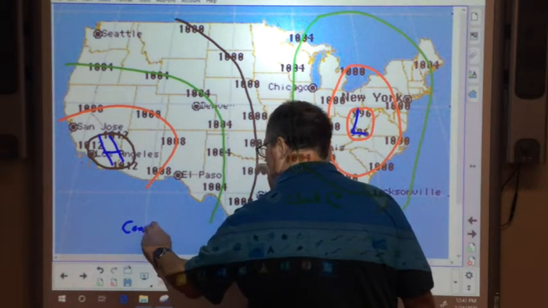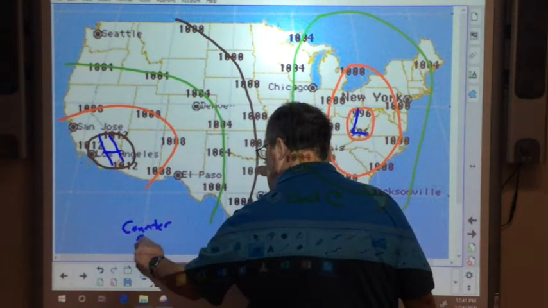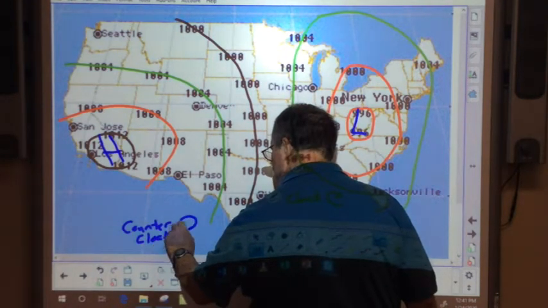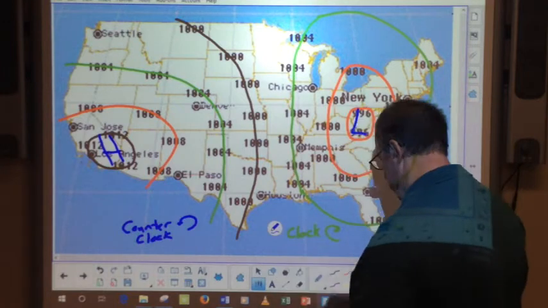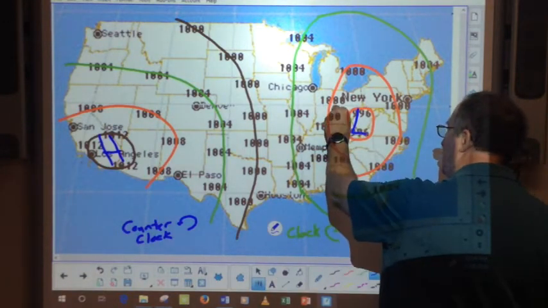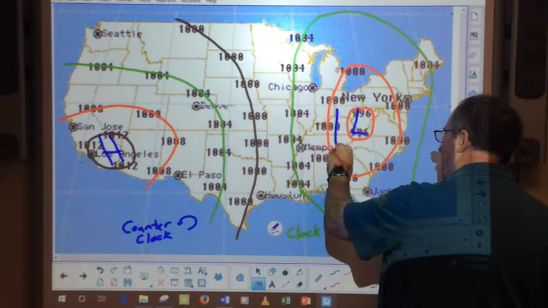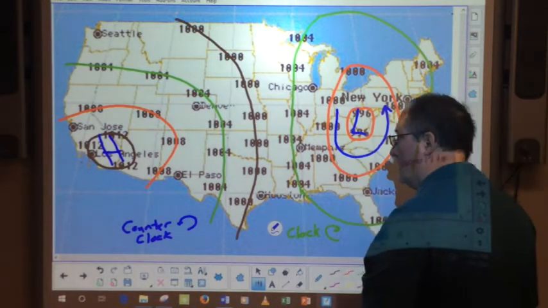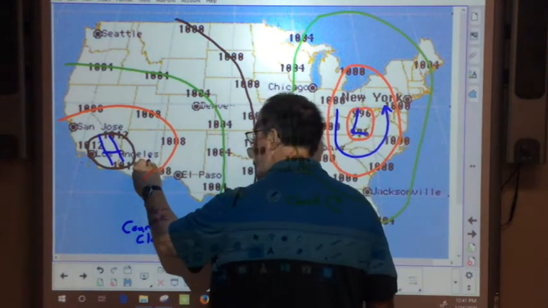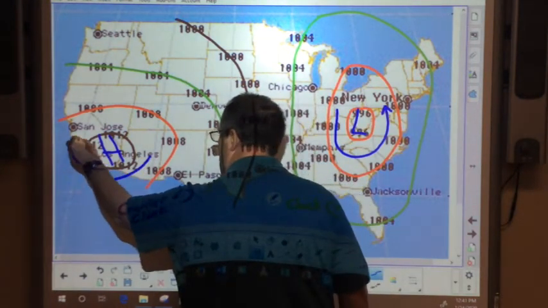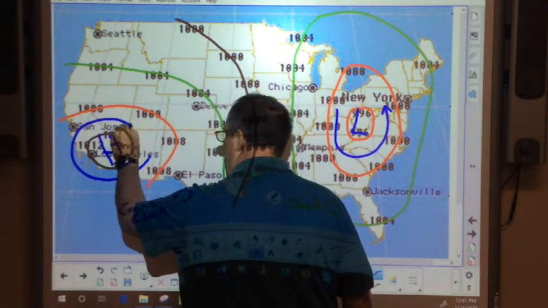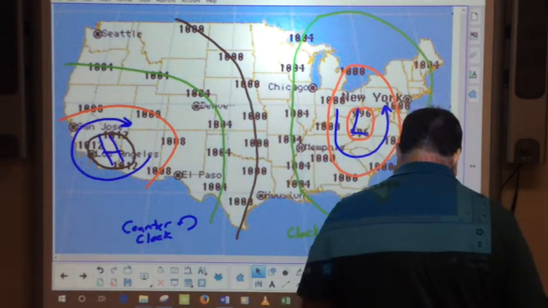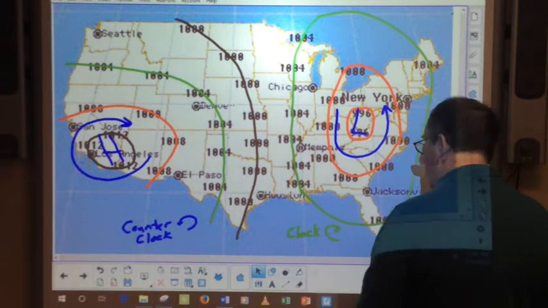They use the terms clockwise or counterclockwise. Clockwise is moving from left to right in a circle, and counterclockwise is moving from right to left in a circle. So around a low pressure, you're going to go counterclockwise, that's the way the winds are blowing. Around the high pressure, they go clockwise around the circle. And you can predict which way the winds are going to be blowing.